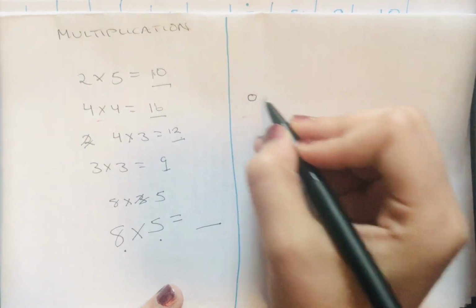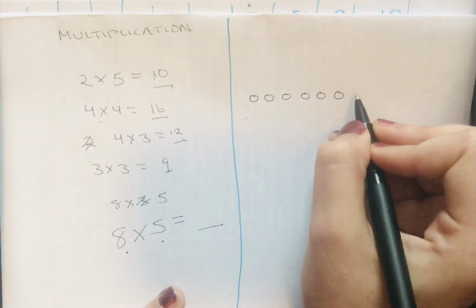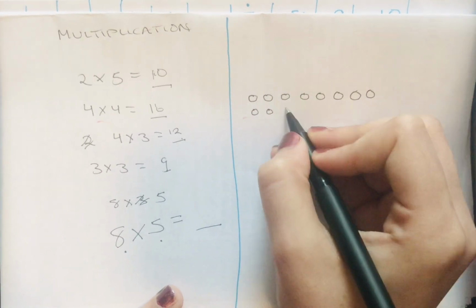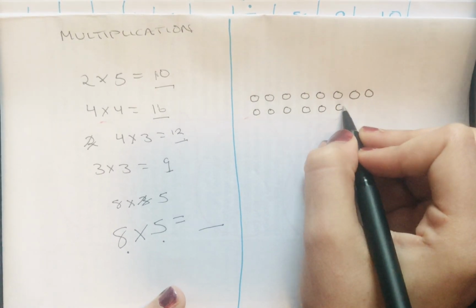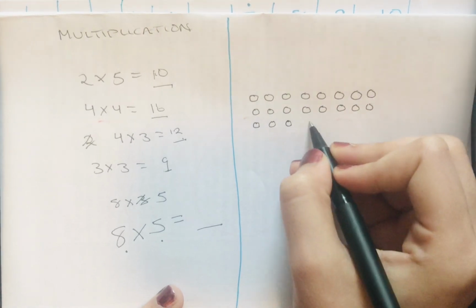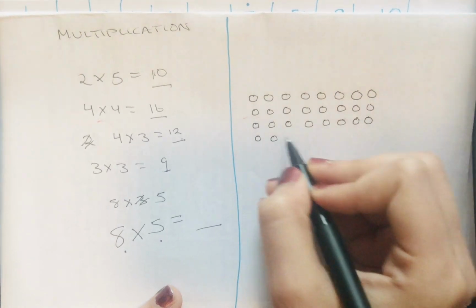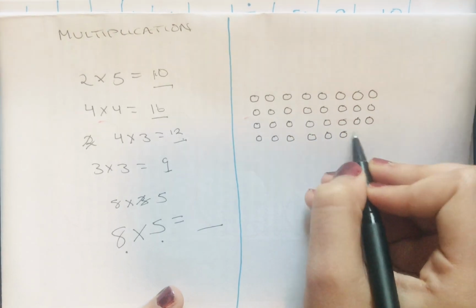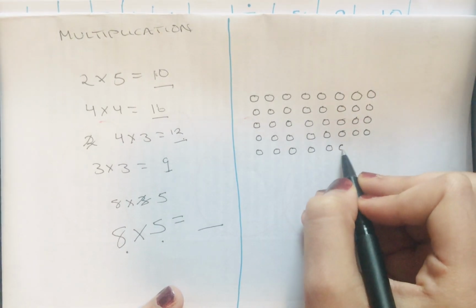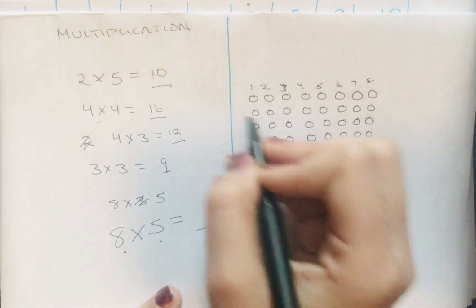So 1, 2, 3, 4, 5, 6, 7, 8, and that's 5 times. So 8 circles, 5 times.